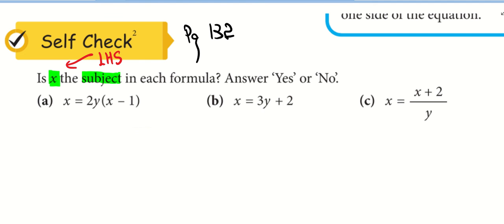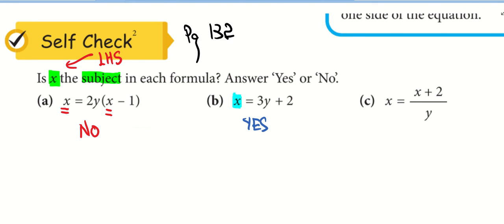What Suni said just now, in part A, there's an X on the left, there's an X on the right. So, no, X is not the subject. But in part B, it's very clear, X is the only one on the left side. So, in part B, yes.